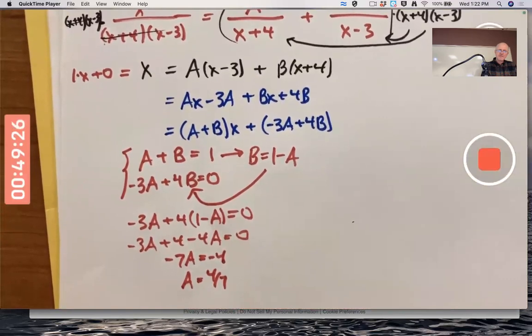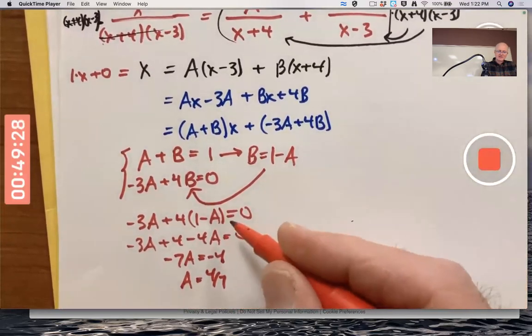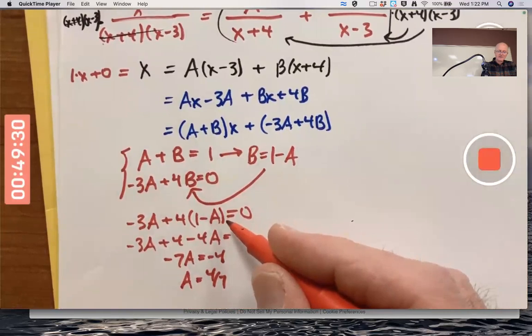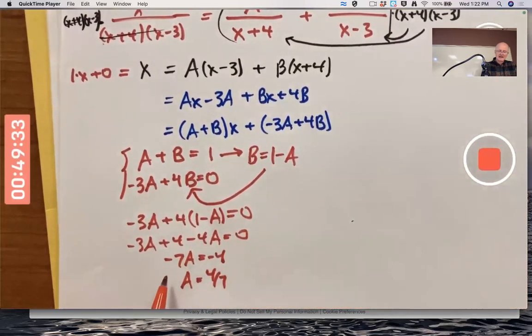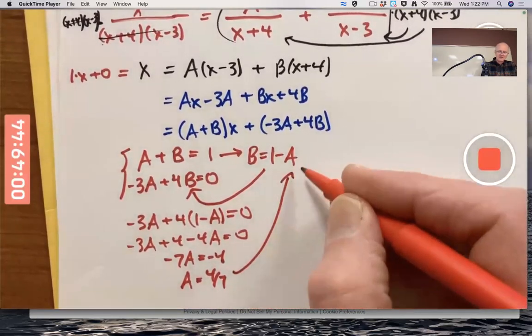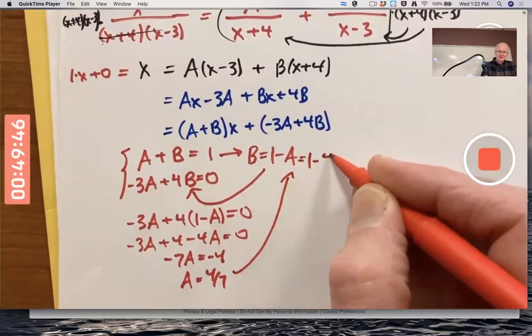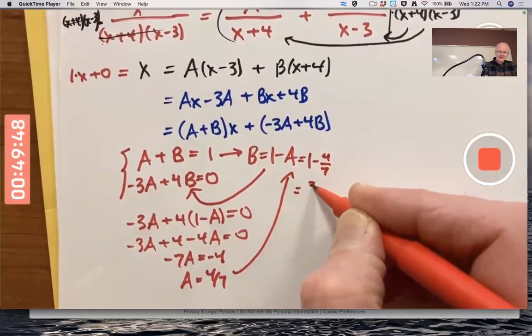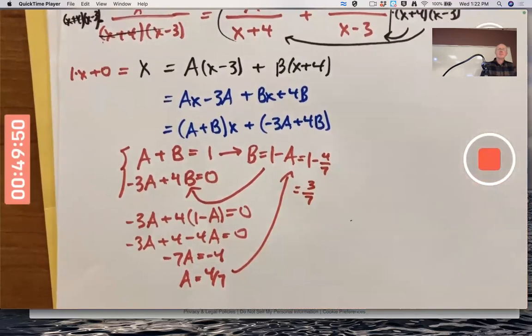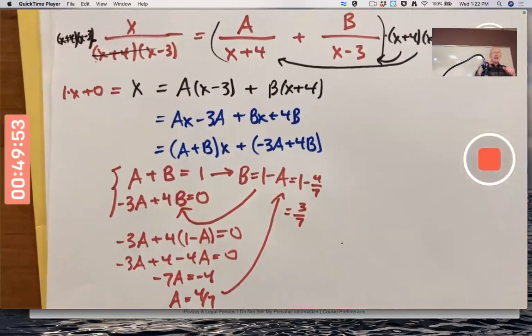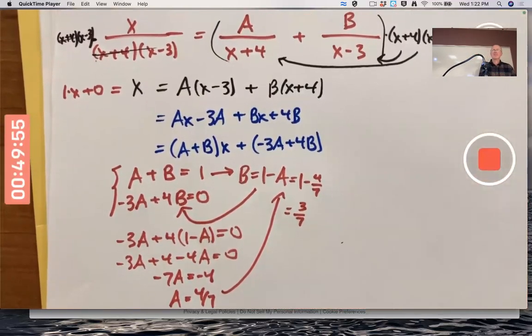Tracking with me there? Just algebra. I distributed the 4 through there. Negative 3a minus 4a is negative 7a. I subtracted 4 from both sides. And then I divided both sides by negative 7. Negative 4 over negative 7 is the same as positive 4/7. Go back up to that equation. Substitute in for a to get b is 3/7. So that's the maybe slightly more rigorous way to do it, but it takes a little while.